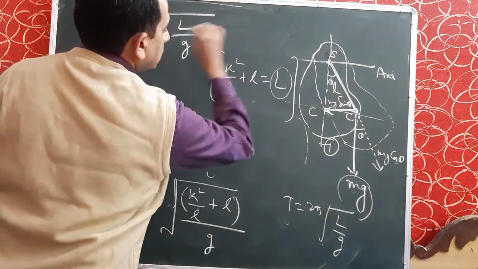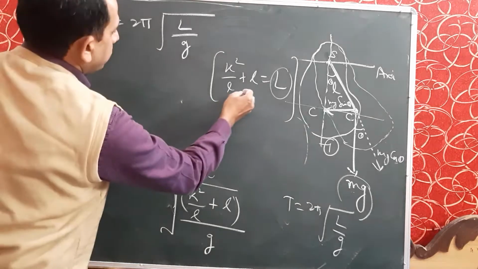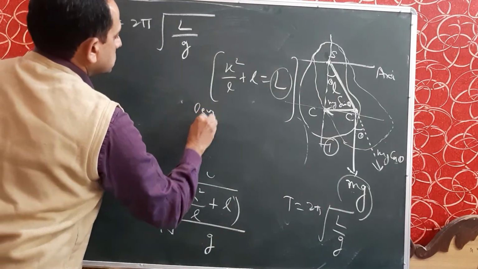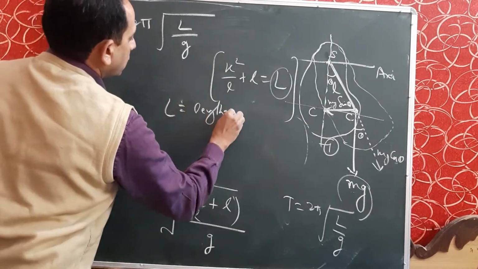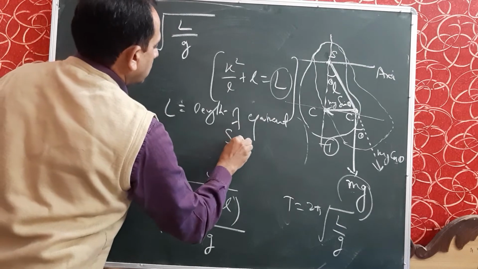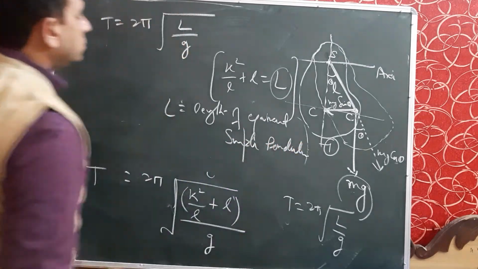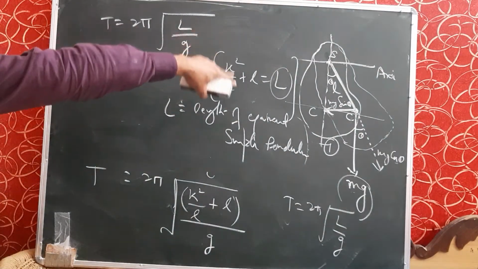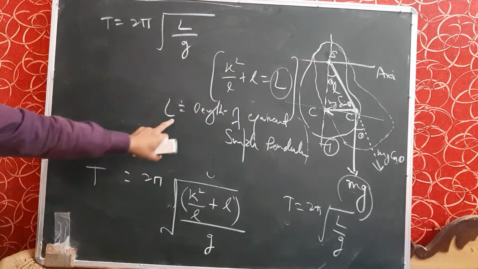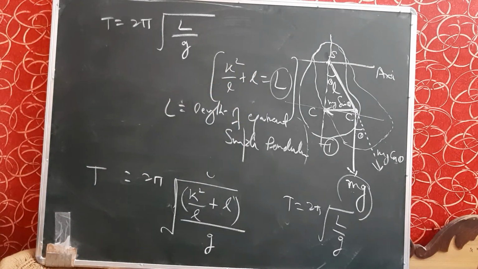So what is this capital L? It is the equivalent simple pendulum length, or the length of the equivalent simple pendulum. What is equivalent? It means if we consider this compound pendulum as a simple pendulum, then the length of this pendulum is this: L plus k square by L.